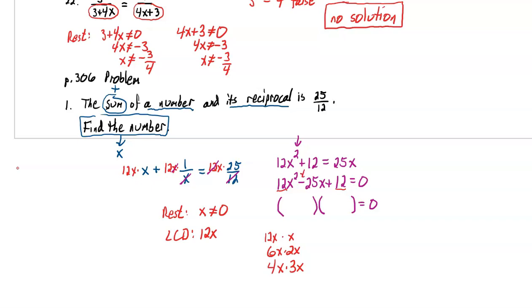Look in the middle and notice it's negative. So we need to have a negative number times a negative number to make that positive 12. We could have negative 12 times negative 1, or negative 6 times negative 2, or negative 4 times negative 3. In the middle is negative 25x. We need to create negative 25x with a combination of our selection from here and our selection from here.